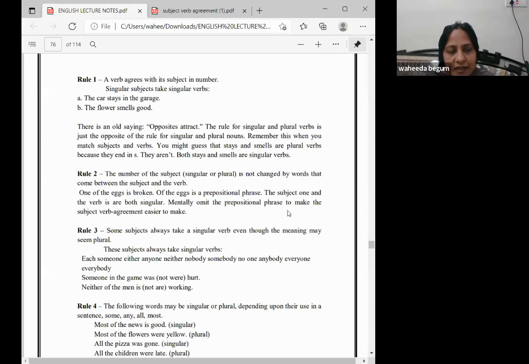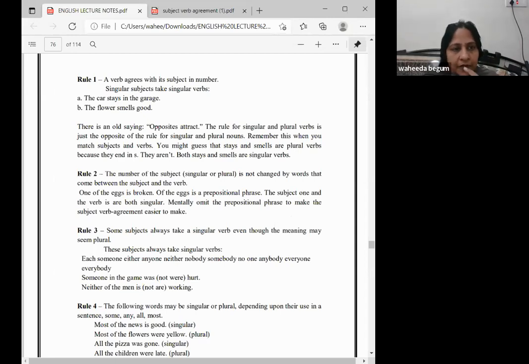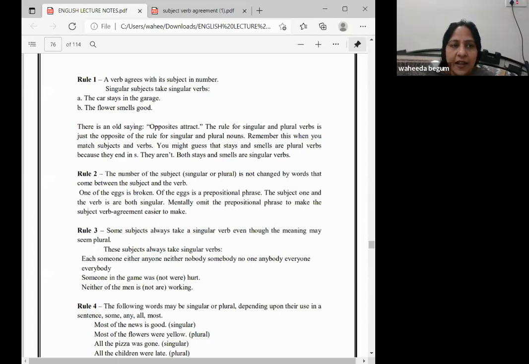What is the subject in this sentence? Yes? Car. Any takers? Car, very good. So the car stays. Sometimes people feel that stays is plural because an s is added to it. No, because the car is one, it has to be stays. S should be added to the verb. The car stays in the garage.